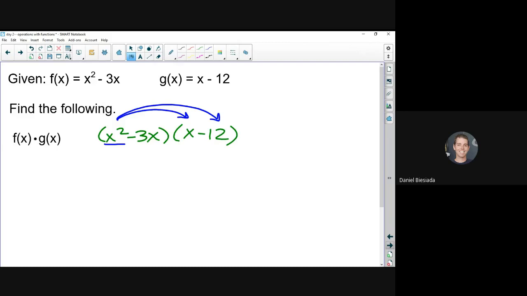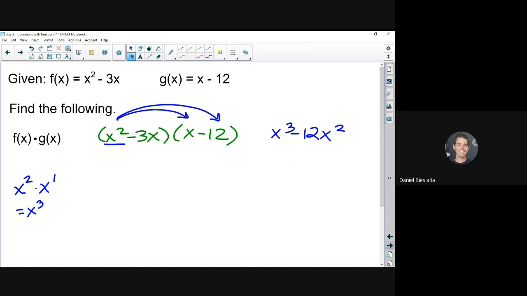Now, if you haven't done one of these in a while, you might be a little unsure on what happens when you multiply an x squared by an x. I'll let you think about that for a quick second. Well, anytime you multiply an x squared by an x, remember there's an implied 1 on an x. And when you multiply, you add exponents. So that's going to turn into an x to the third. So that's our first one. We get x to the third. If I continue, x squared times negative 12, well, that's just negative 12x squared.